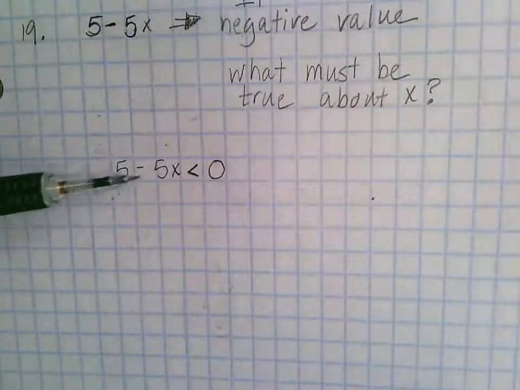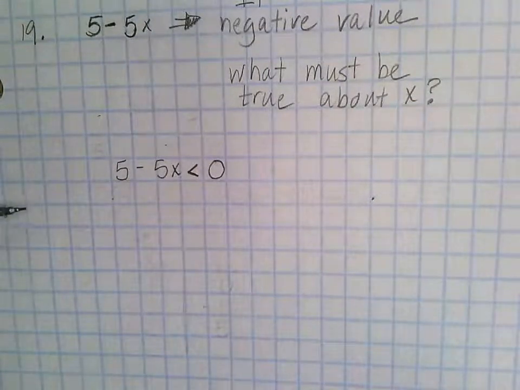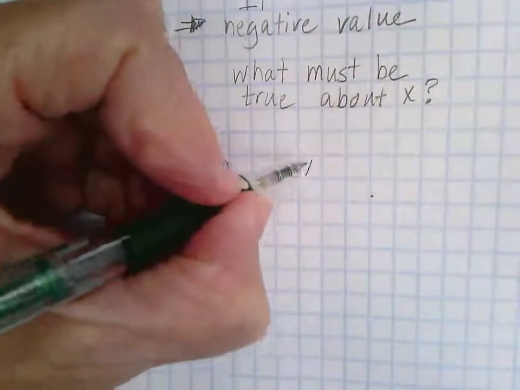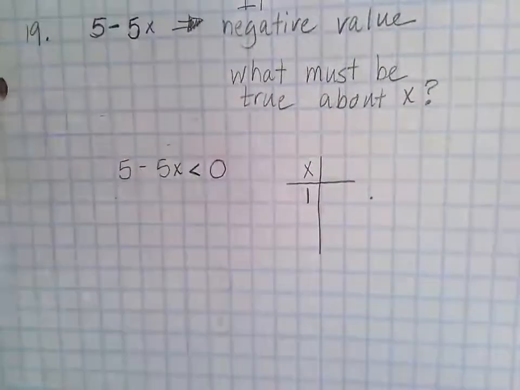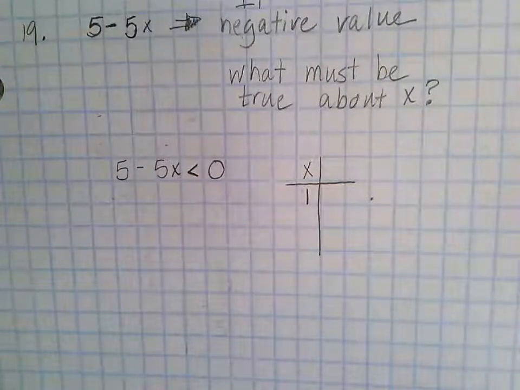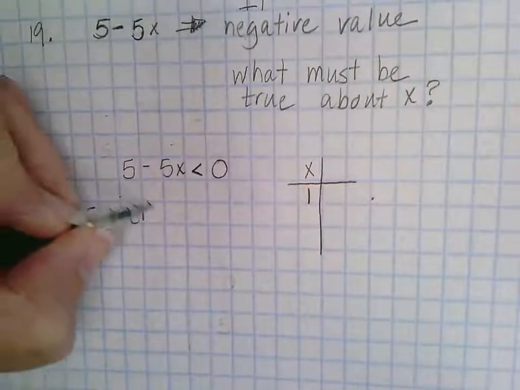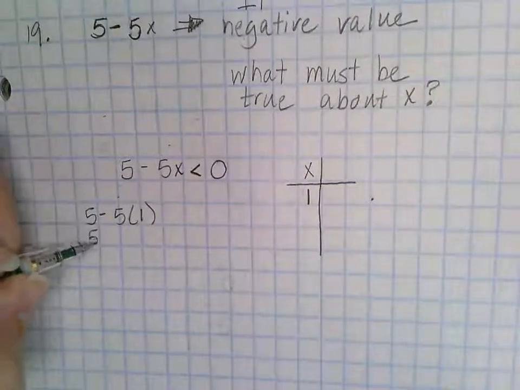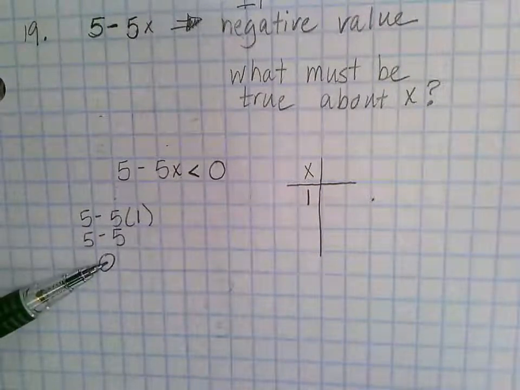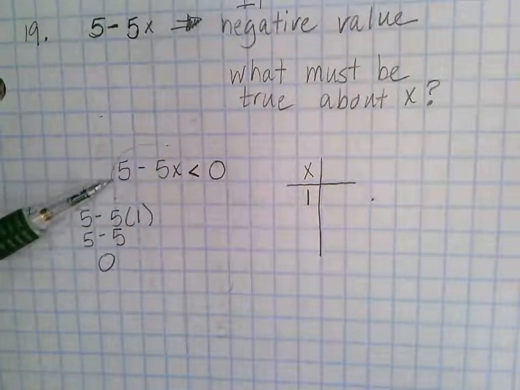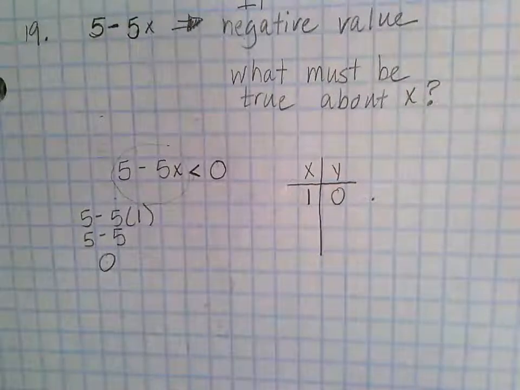So let's substitute some values in for x and see what happens. I like to start using simple values. So let's try putting in 1 for x, because 1 is easy to use. So 5 minus 5 times 1 would give me 5 minus 5. Well, that gives me a value of 0. And I want my value to be less than 0. So that's not going to work for me.